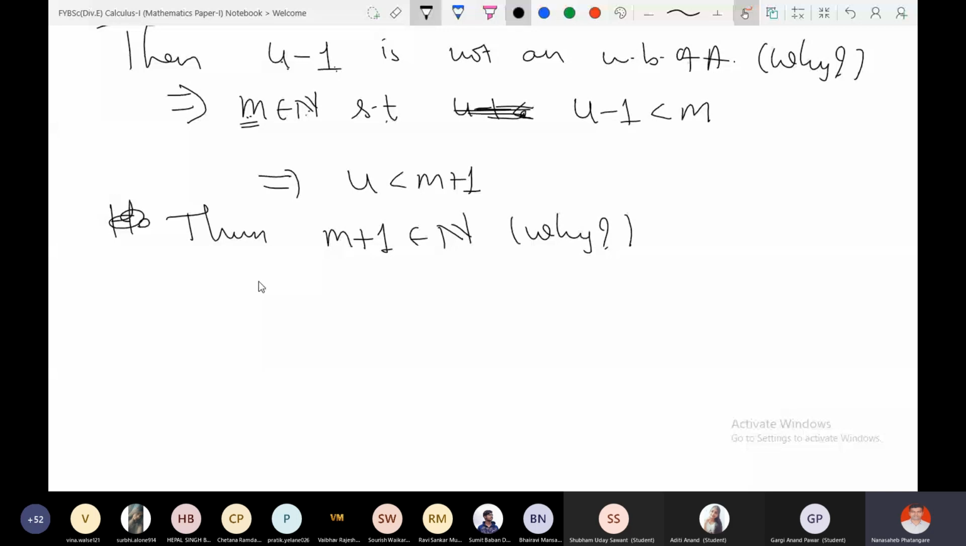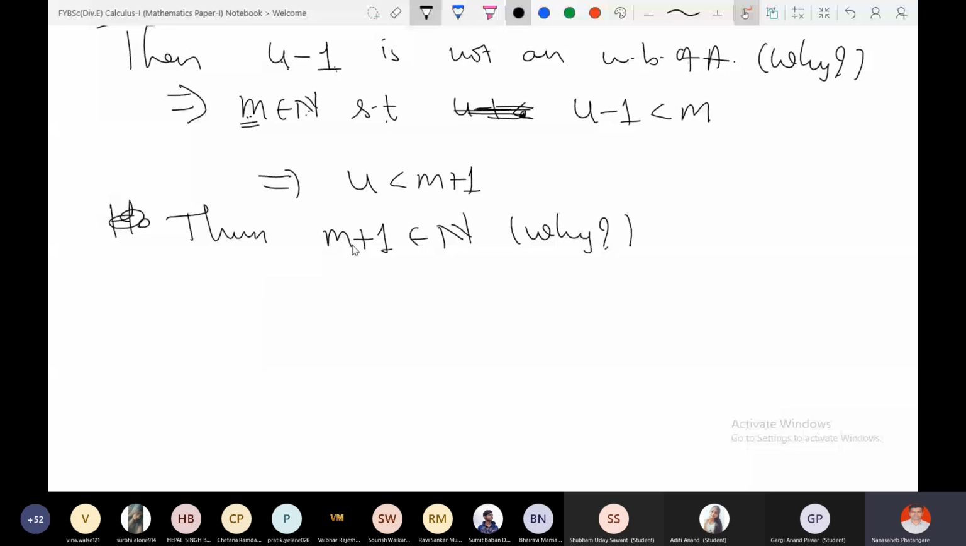By which property? The sum of two natural numbers is a natural number. But we gave some particular name to that property. We discussed this. What is the inductive property? Do you remember the inductive property of natural numbers? Yes, sir. Right, so induction.